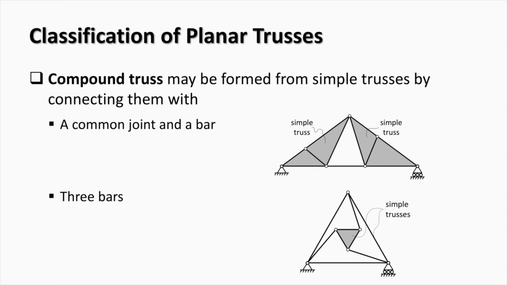Let's discuss compound trusses in more detail. A compound truss can be formed out of two simple trusses by connecting them with a common joint and a bar, as shown here on the right. Another way of forming a compound truss is to connect it with three bars.